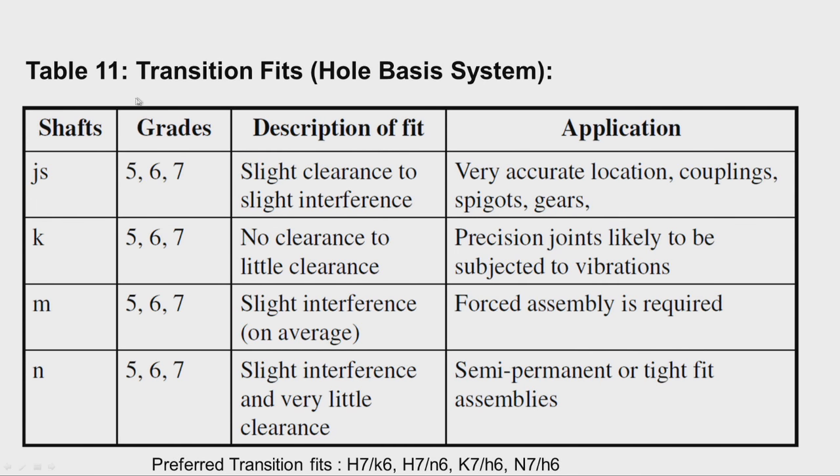Similarly, we have tables available for selection of transition fits, again based on the hole basis system. Again, we can see there are many applications mentioned here: very accurate location, couplings, gears, and then precision joints, forced assembly sometimes may be required, and semi-permanent or tight fit assembly we may have to design. In such cases, we have to appropriately select the fit. Slight clearance is required, or very little clearance is required, that we have to find. And then we have to appropriately select the shaft, whether K, M, or N is required. And then we can also select the IT grade. And then we have the preferred transition fit. So we can select the preferred fit also.